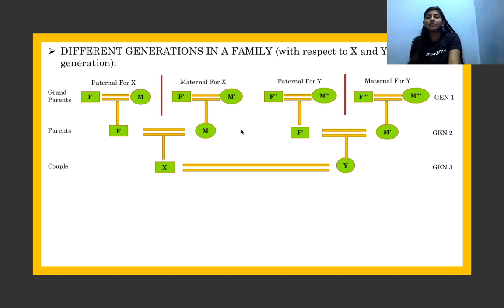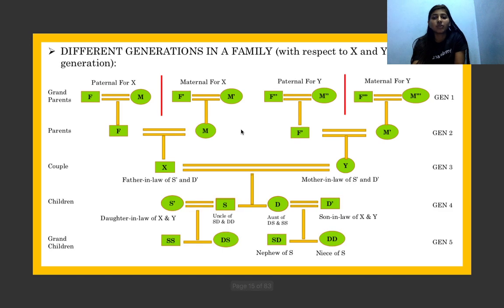Okay, so next we will see the next two generations, that is the children of this couple and their grandchildren. So we'll see generation 4 and 5. Let us take their children as S and D. And let S and D get married to S dash and D dash respectively.